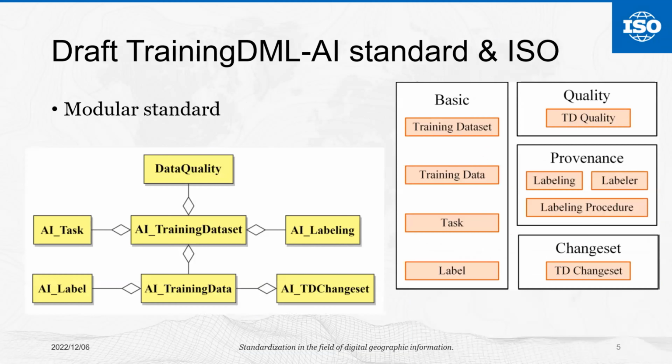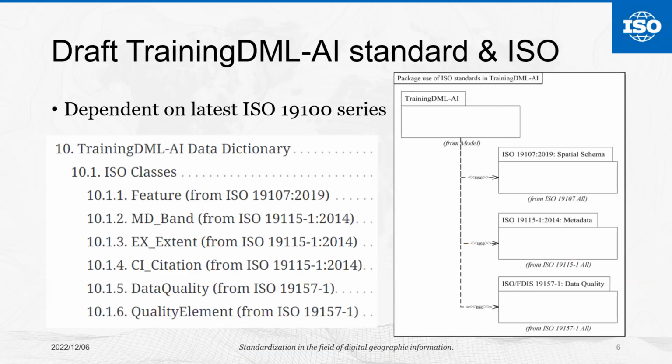If we look at the draft training DML AI standard, we see there are potentially strong links to ISO, also from the high-level overview of the standard. So we see things like data quality, provenance or change set, or basic definition of training data, suggesting that this might be useful to connect with the existing 19100 series. And that connection is actually there.